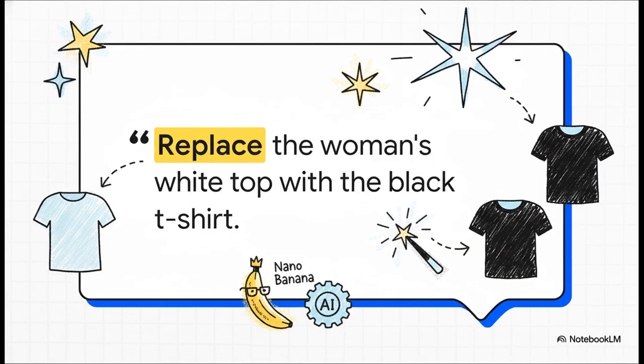But here's the secret prompt that fixes it all. It's so much simpler than you think. You just have to be super specific and use one of those magic words. Replace the woman's white top with the black t-shirt. That's it. We use the word replace, we say what we're replacing and what we're replacing it with. It's that direct, no fluff.